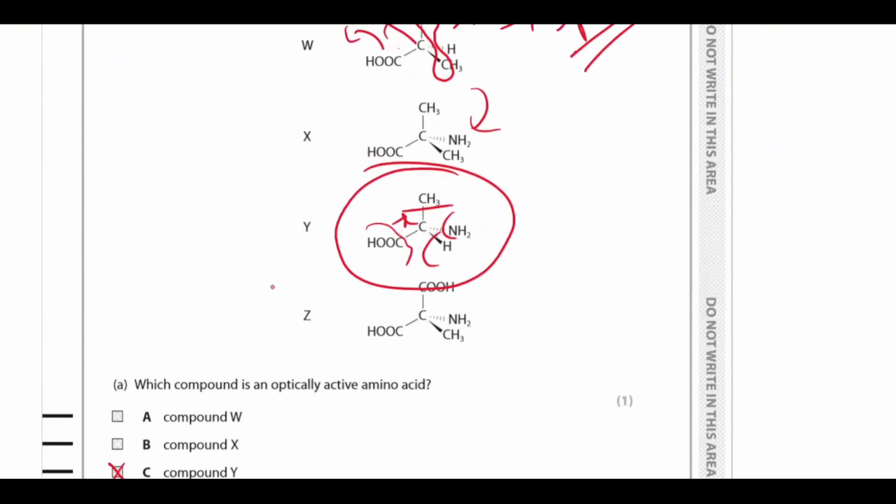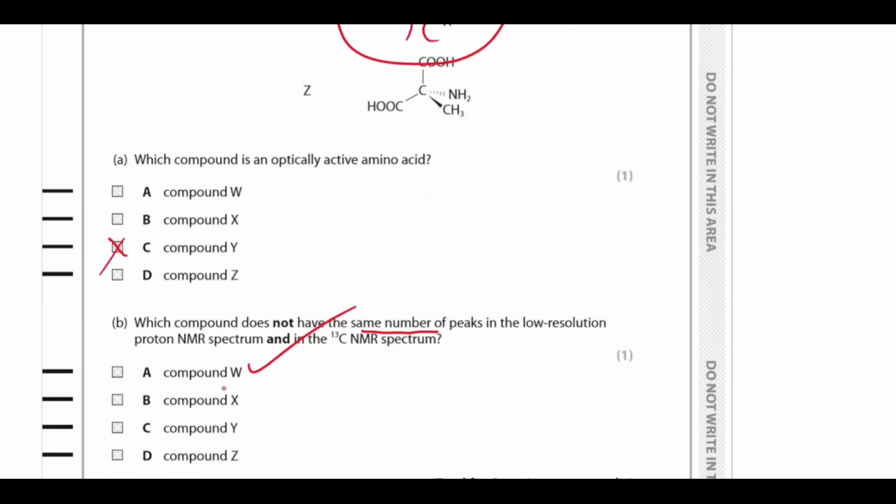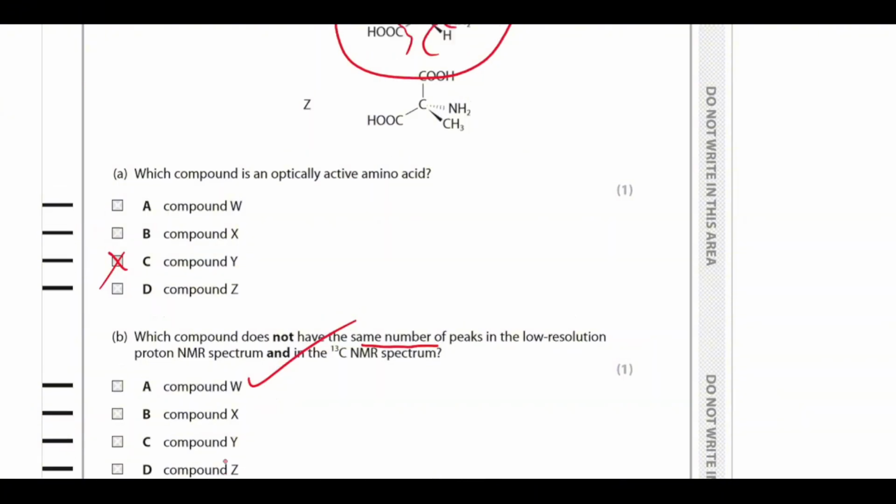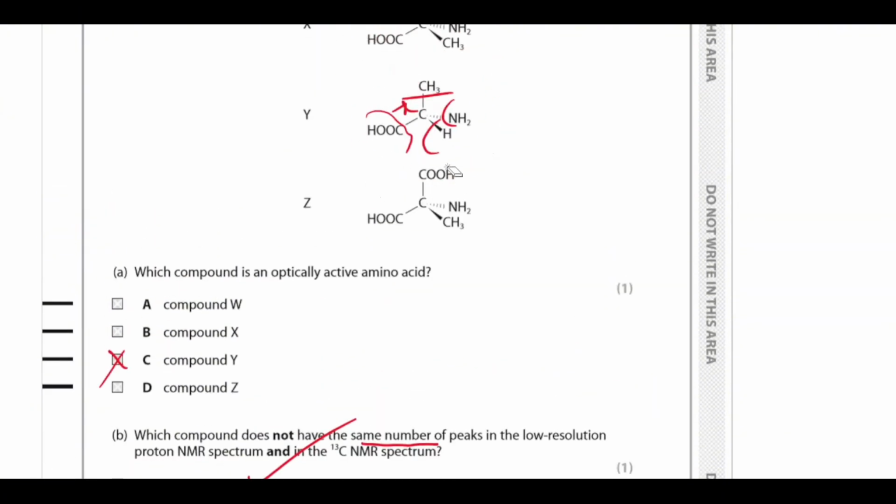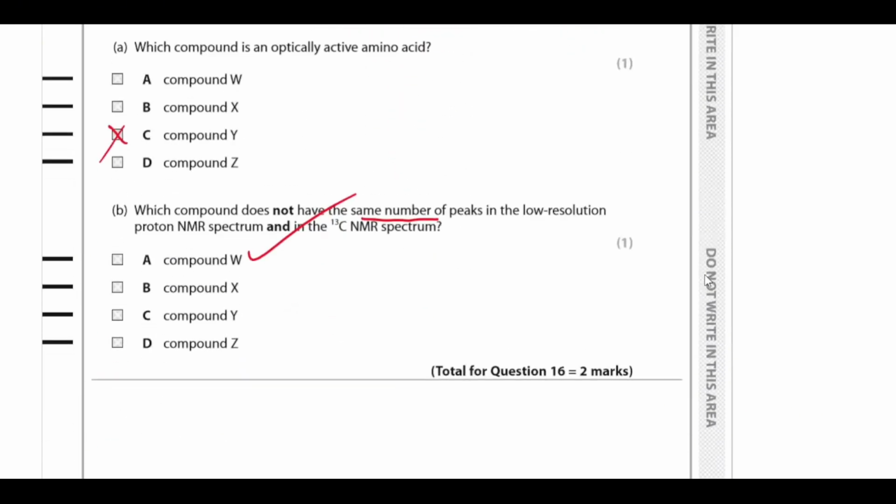Same will go for compound X because they're kind of the same, so that won't be either. If I talk about compound Z, again, it follows the same principle as compound W and X. So of course, D will have the same number of peaks.